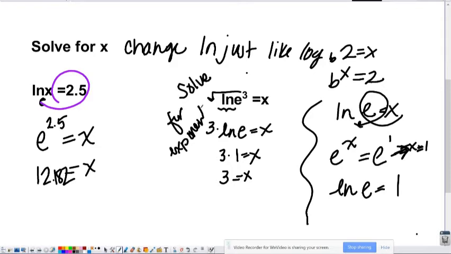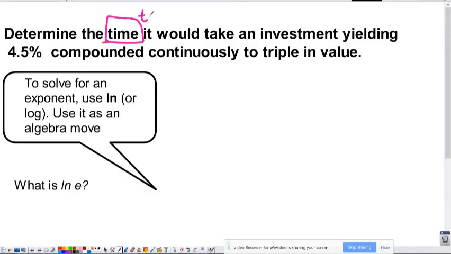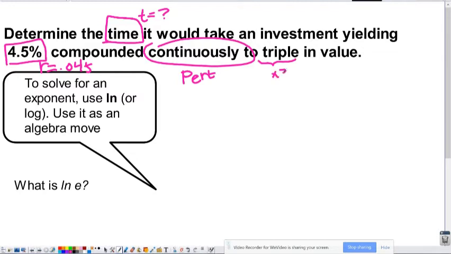So I have to determine the time. That means I don't know what t is. It would take for an investment yielding 4.5%, this is my rate, equals 0.045, compounded continuously. When you see this word, that means you're going to use that PERT equation. And I want it to triple in value. So it's going to be 3 times as big as it was before.